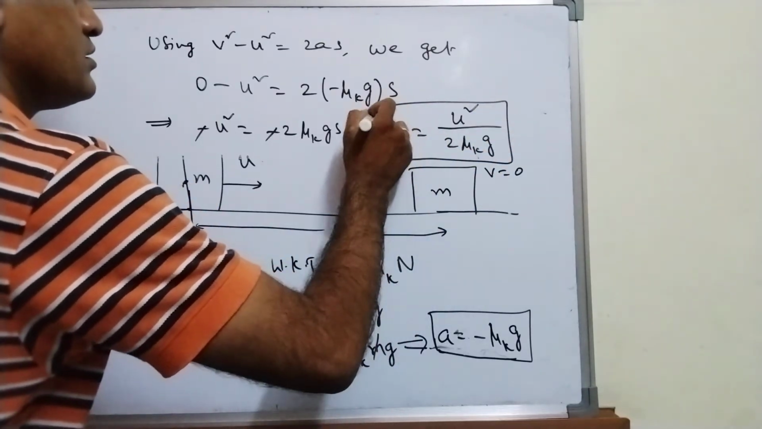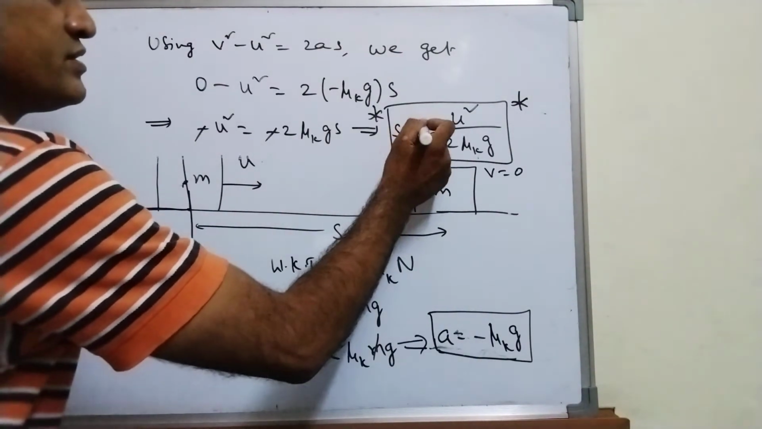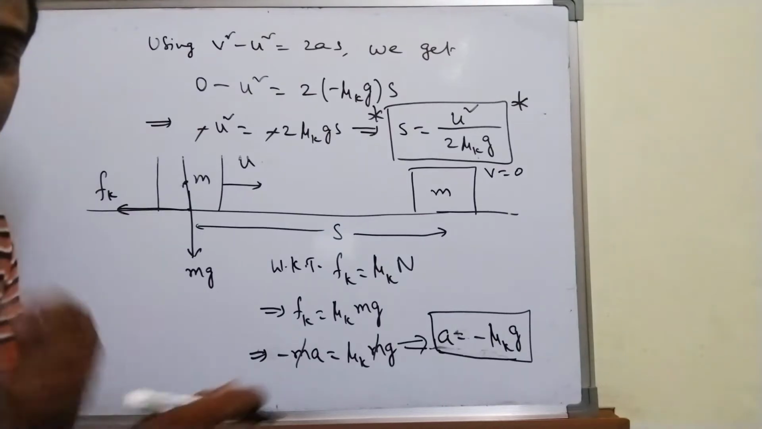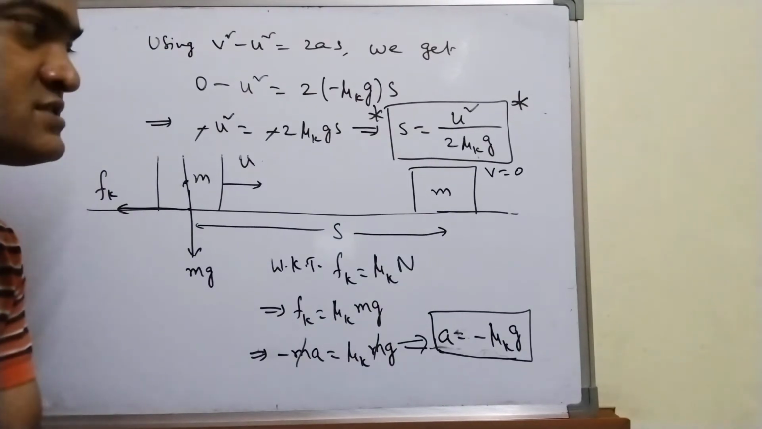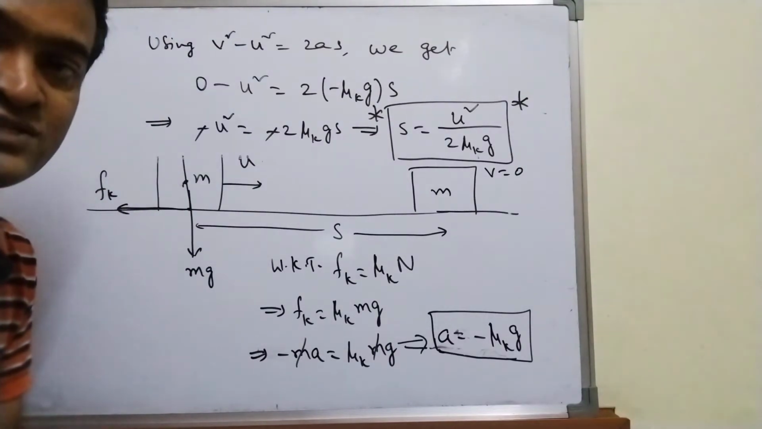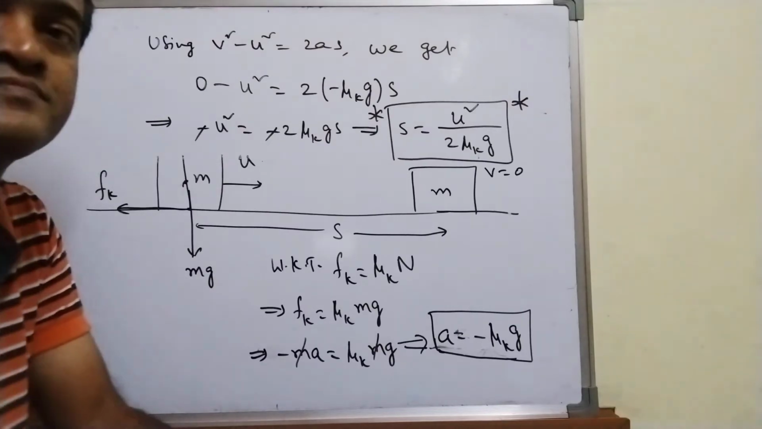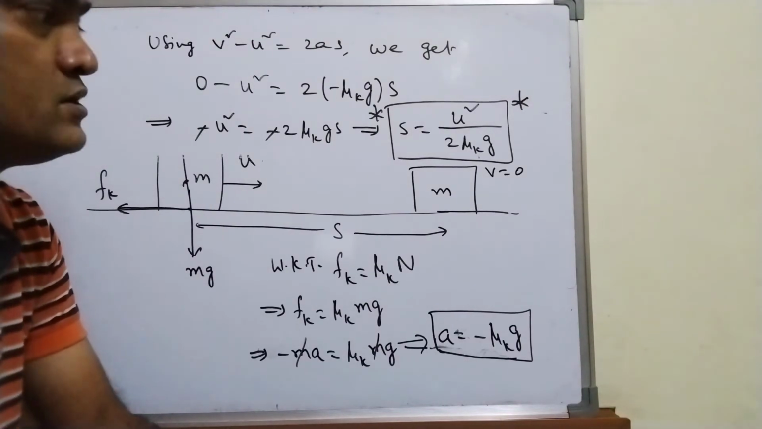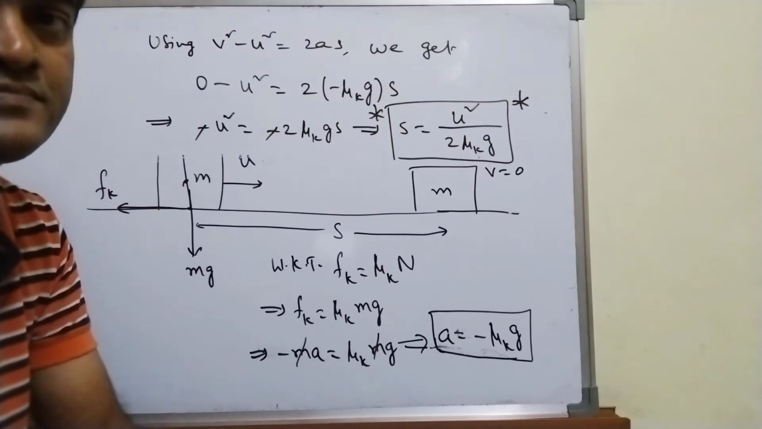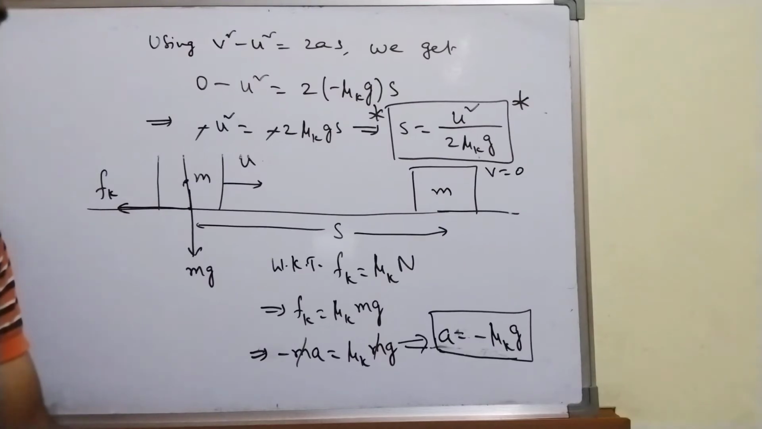Remember the formula for displacement. The distance traveled by a block along the horizontal surface before it comes to rest is s is equal to u square by 2 mu k g. Remember the formulas. You have to remember the final result and try this one. Otherwise you can derive it, not an issue.